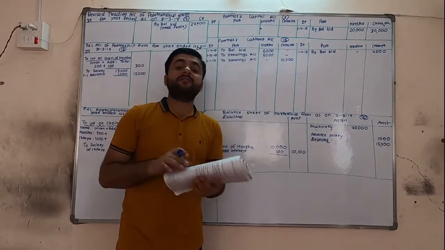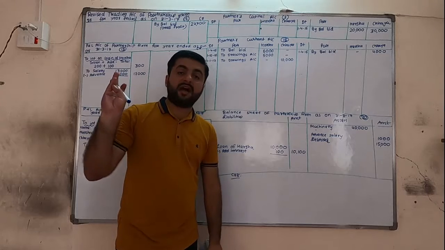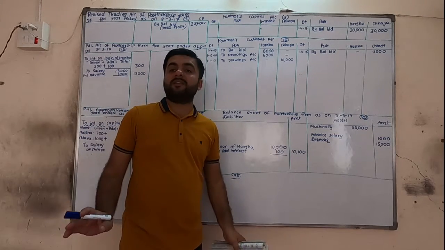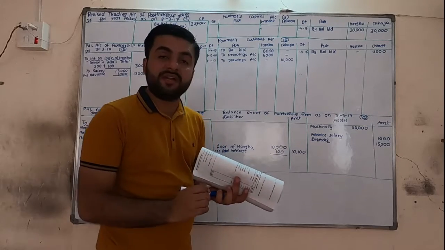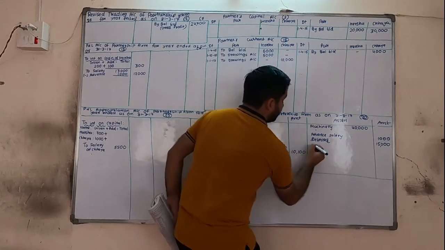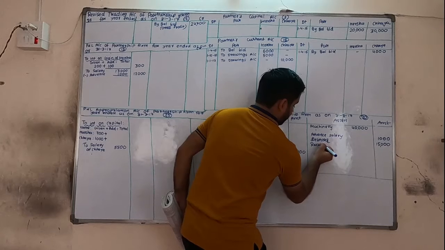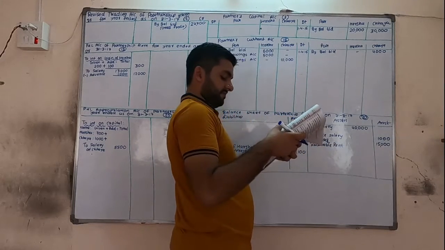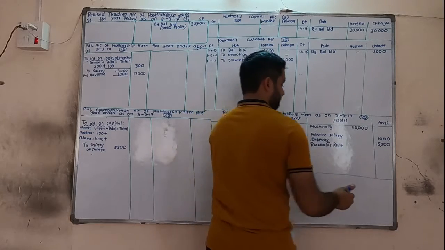Next, receivable rent. Receivable, outstanding, advance, prepaid: if they are given in trial balance, then decide by its balance. If debit, then asset; if credit, then liability. The receivable rent on the asset side, 2,000.